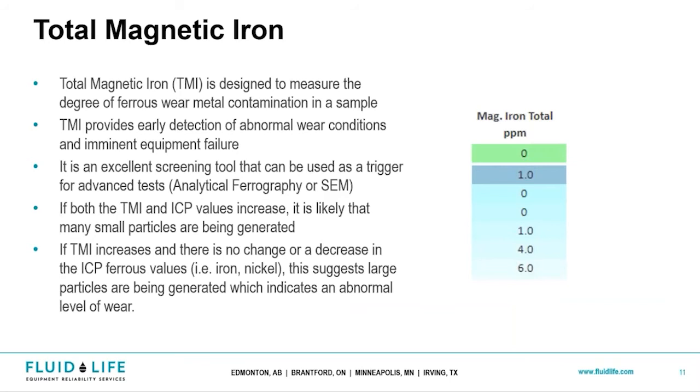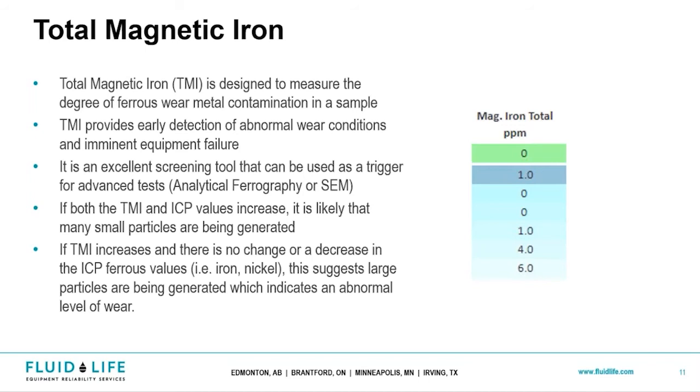So moving on to total magnetic iron. As I described a little bit before, it's designed to measure the degree of ferrous wear metal contamination in a sample. What is ferrous metal? It's basically a metal that contains iron. As we know, bearings contain iron content, a lot of carbon content. So you're definitely going to see some ferrous wear over the course of life in a lubricant. Steel and steel-based alloys are going to be ferrous, right?